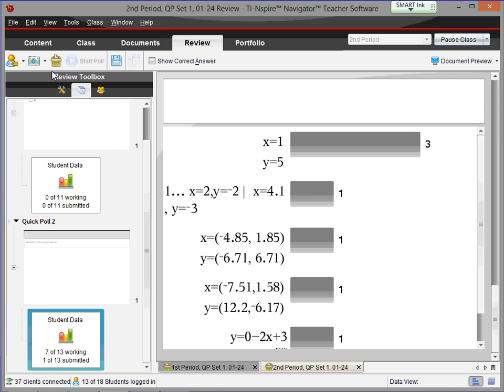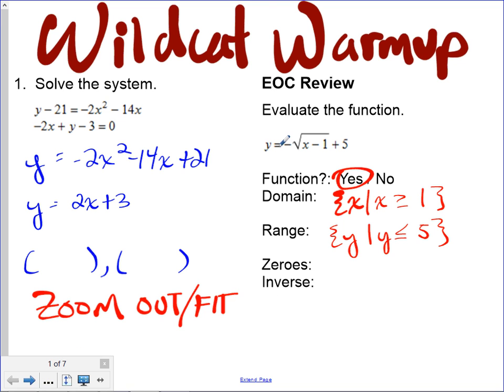Had some interesting answers, but the one that repeated itself a couple times was x is 1 and y is 5. So first of all, here's my equations. Any questions about that? Add 21 to both sides, solve for y on this one, double check your work. When I graphed them, here's what I got.